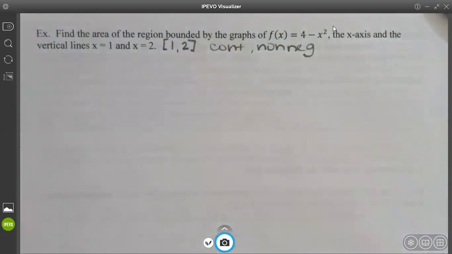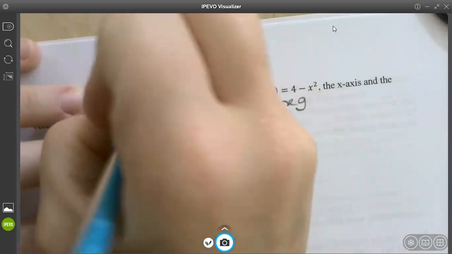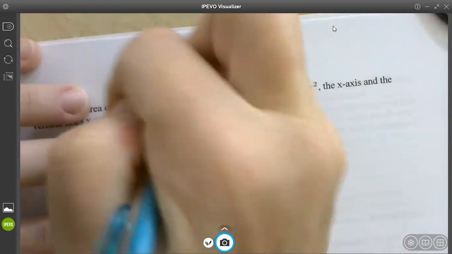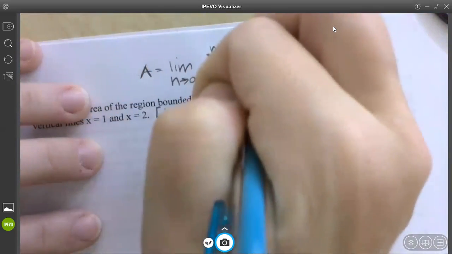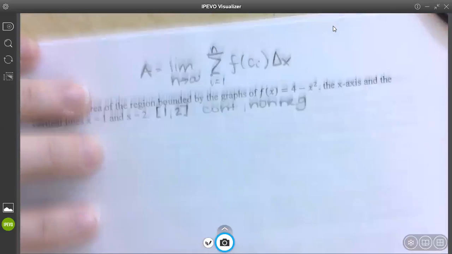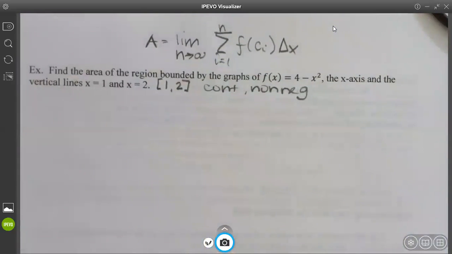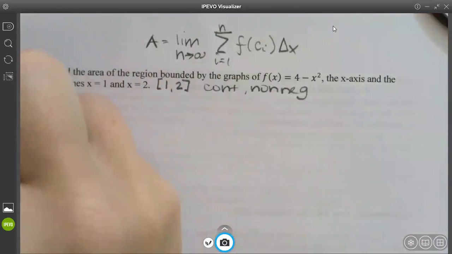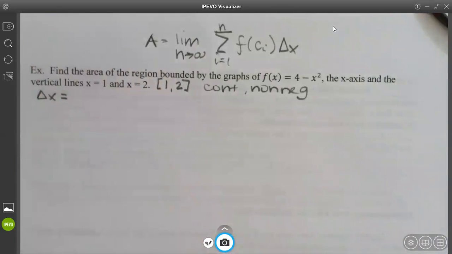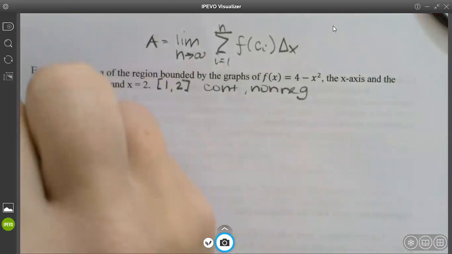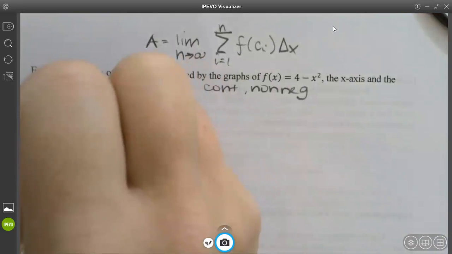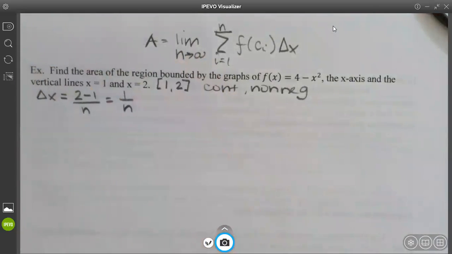So we're going to continue on. What 2 things do I need before I even do the area formula? Remember, our area formula is the limit as n approaches infinity of the summation 1 to n of f of c_i delta x. You don't have to write this down. So what are the 2 things we need to know? Delta x and c_i. How do I find delta x? B minus A over n, which gives us 1 over n again.